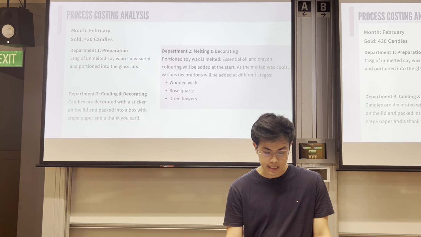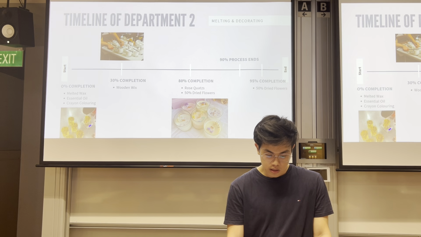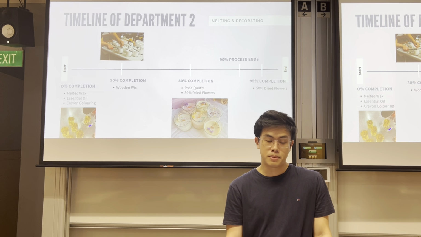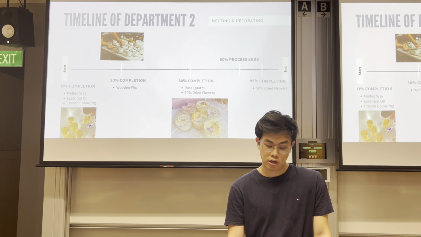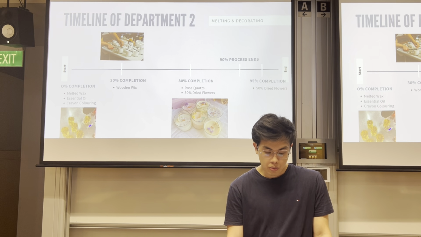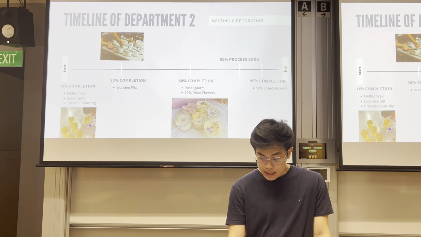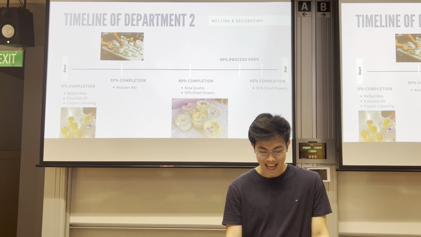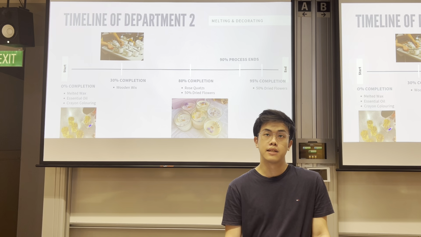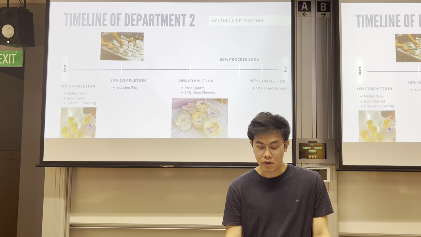So for our process cost analysis, we'll be focusing more on Department 2 and how we can improve, as it's a bulk majority of their costs. The timeline for Department 2 goes as such. At 0% completion, the unmelted soy wax is melted and poured into the glass jar, and then essential oil and crayon colouring are added. At 30% completion, while it's semi-cooled, a wooden wick is added into the center of the candle jar. At 80% completion, rose quartz is added and 50% of the dried flowers are added. The process ends at 90%, but at 95% completion, the remaining 50% of dried flowers will be added to decorate the top.